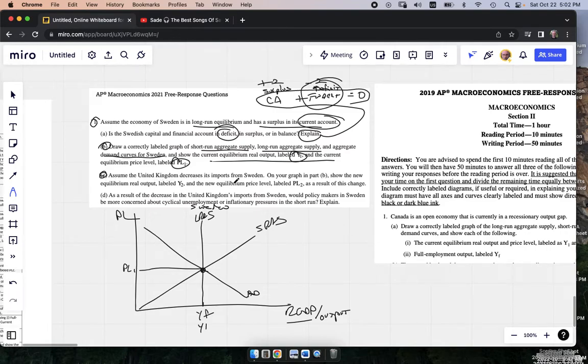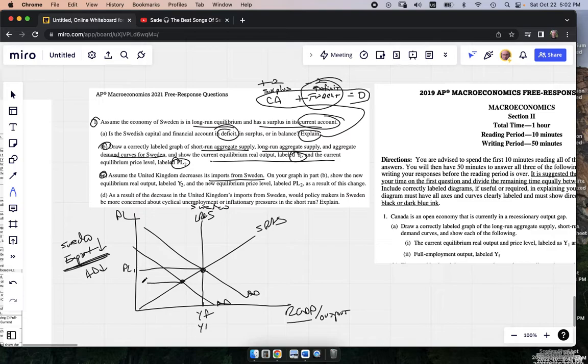Assume the United Kingdom decreases its imports from Sweden. So that's a little strangely worded, right? But it just implies the UK is buying less of Swedish stuff. So that implies that Sweden's exports, which they were exporting to the UK, are going down. If the UK's imports are decreasing, that means Sweden's exports are decreasing. The UK is not buying Swedish goods. That exports go down. You and I know aggregate demand goes down.